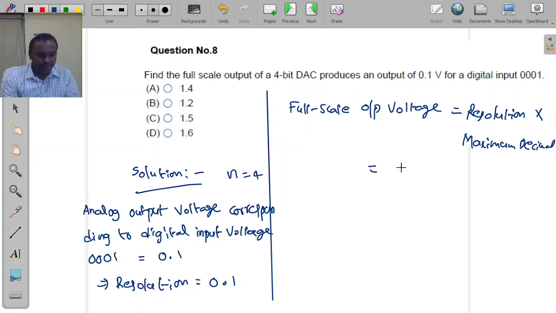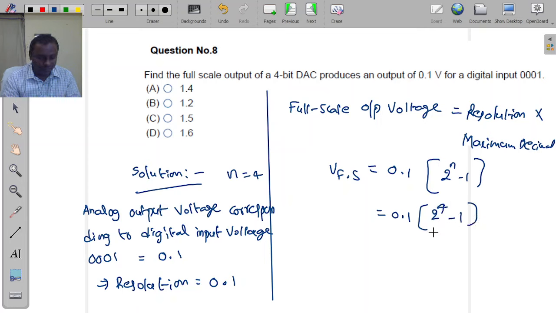That will become full scale deflecting voltages. Resolution is 0.1 multiplied by maximum decimal, which is 2 power n minus 1. So 0.1 multiplied by 2 power 4 minus 1. So this will become 1.5. So the answer for this is option C. Moving into the next question.